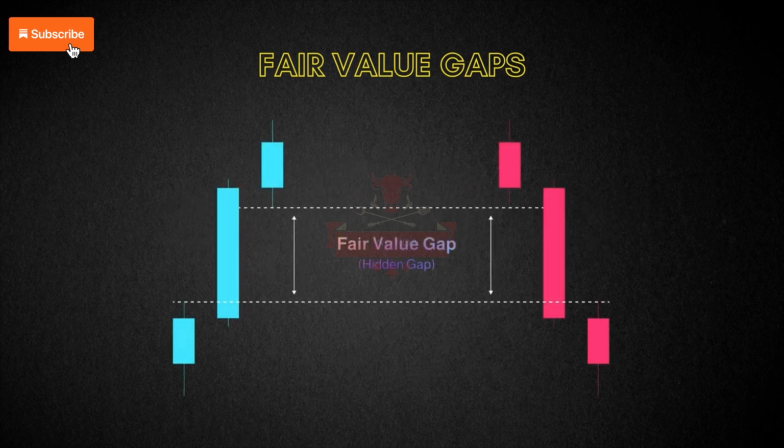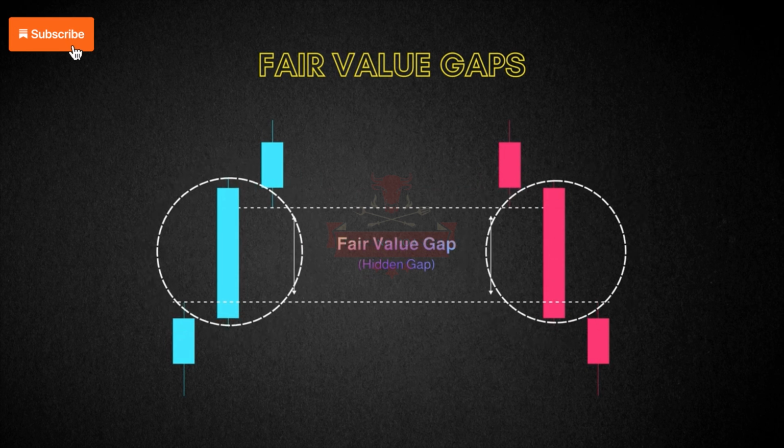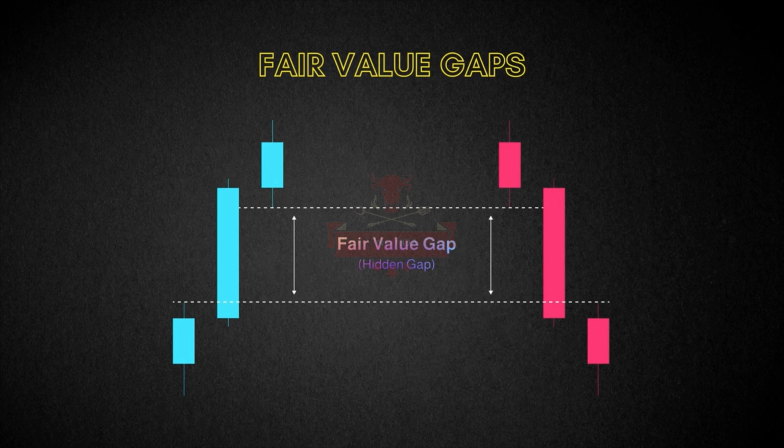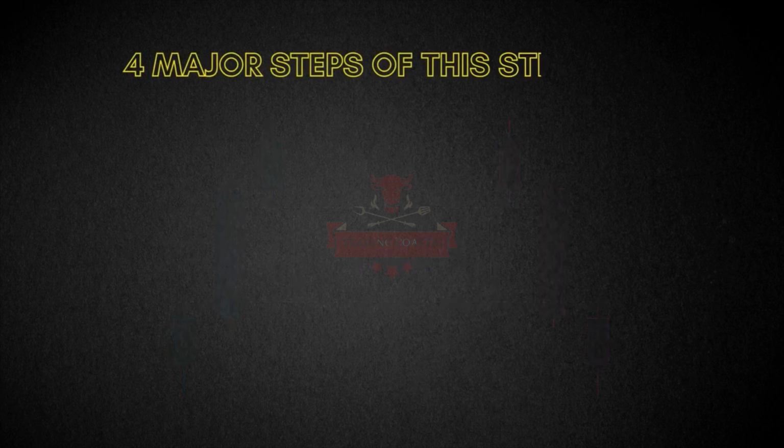To identify a fair value gap, it's formed inside of a three candle sequence, and it's the large candle in which the upper and lower wick hits the neighbor candles and does not fully overlap its body. Let's get into the detail of the strategy.